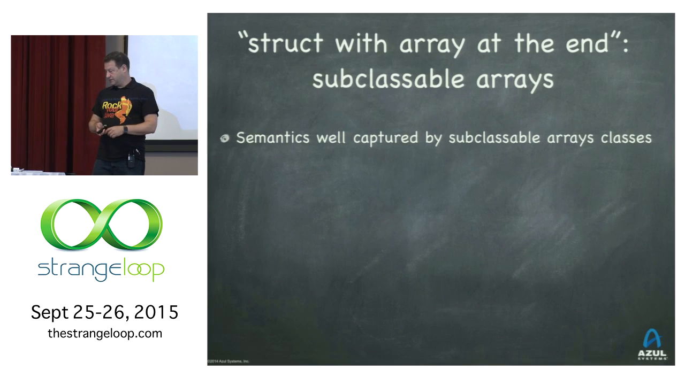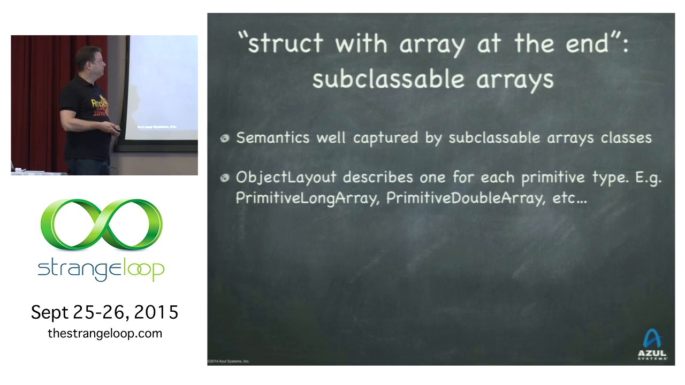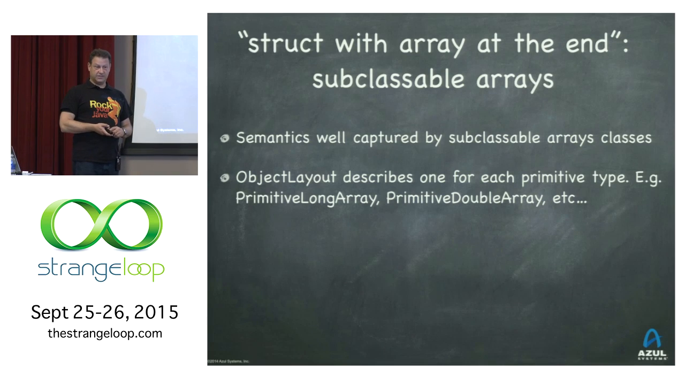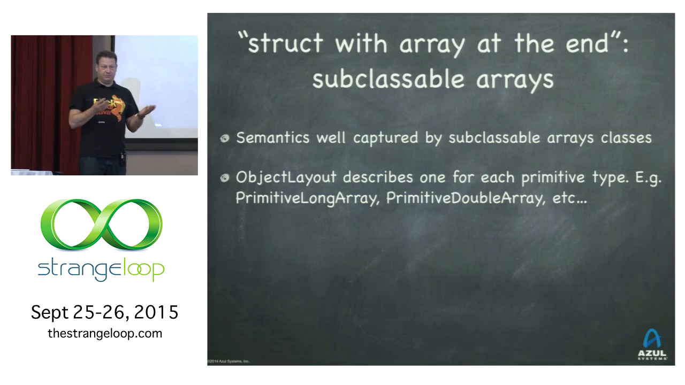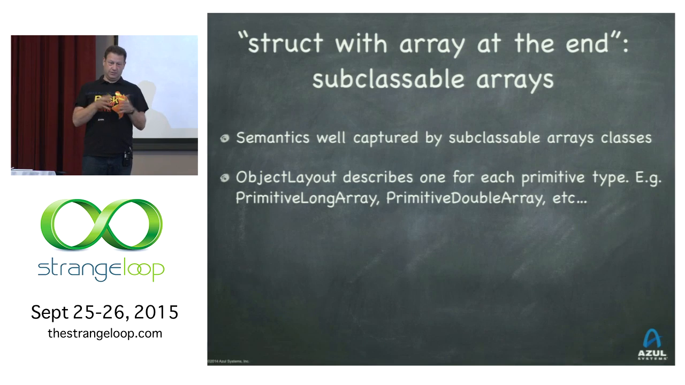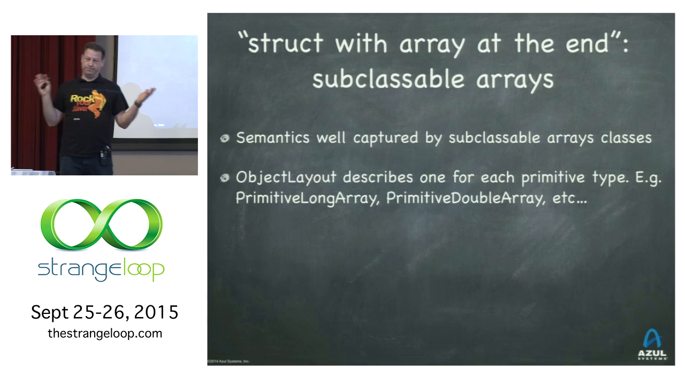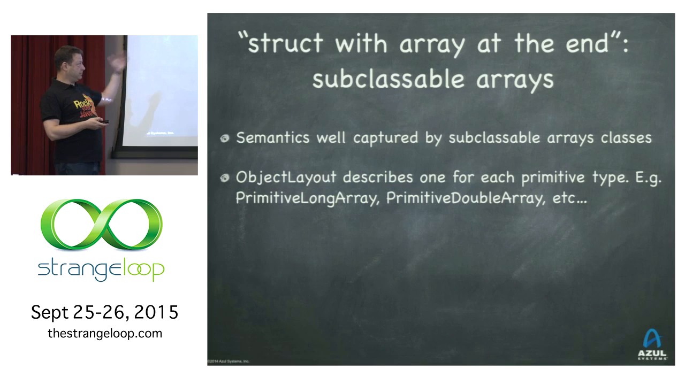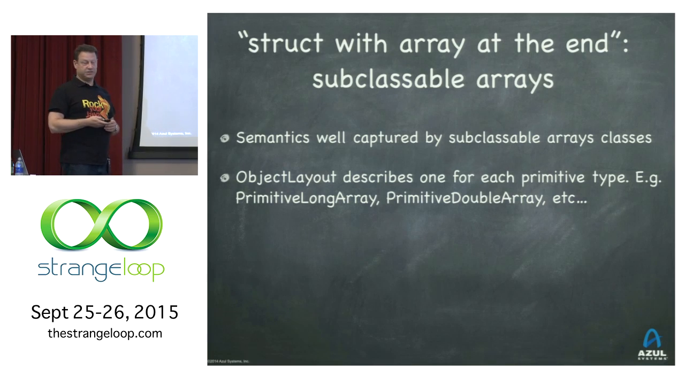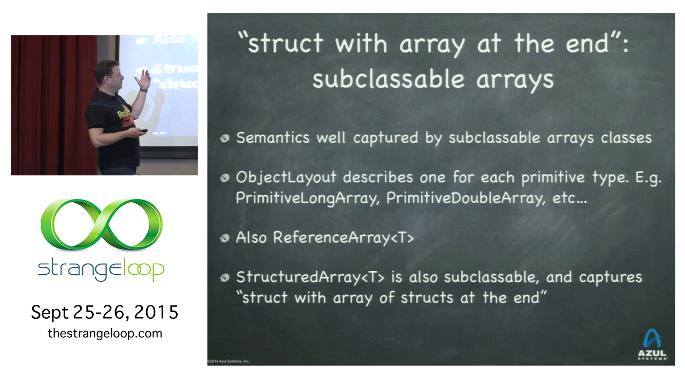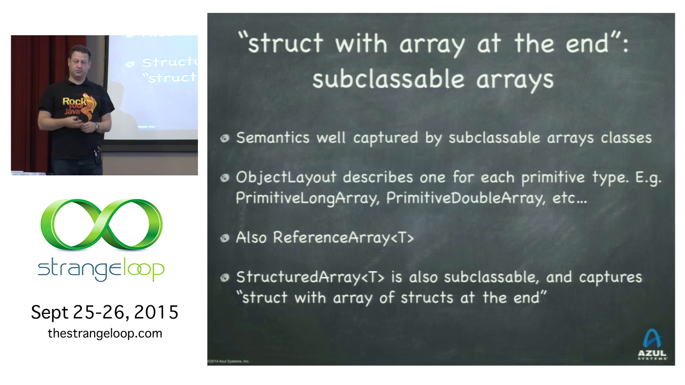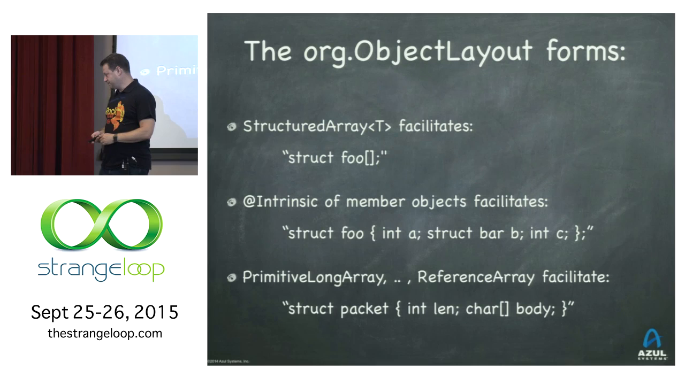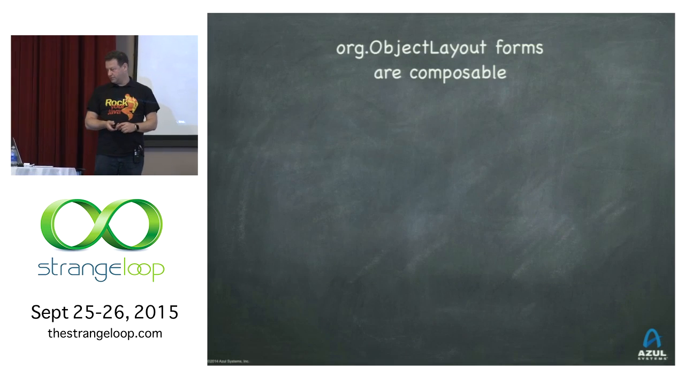A struct with an array at the end is modeled this way. You basically subclass an array. Subclassing is a simple way of modeling a struct that has something else after. So for primitive arrays, a struct with an array of longs at the end is just an array of longs with whatever else you put in the subclass. Semantics capture what you need. And that goes all the way to reference arrays. Structured array is subclassable, so a struct with an array of structs at the end is captured through structured array already. Same semantics.